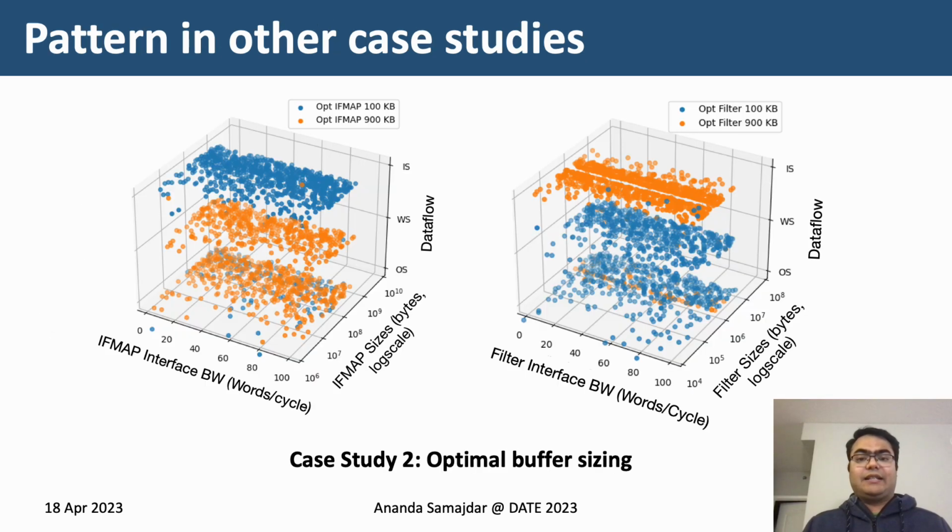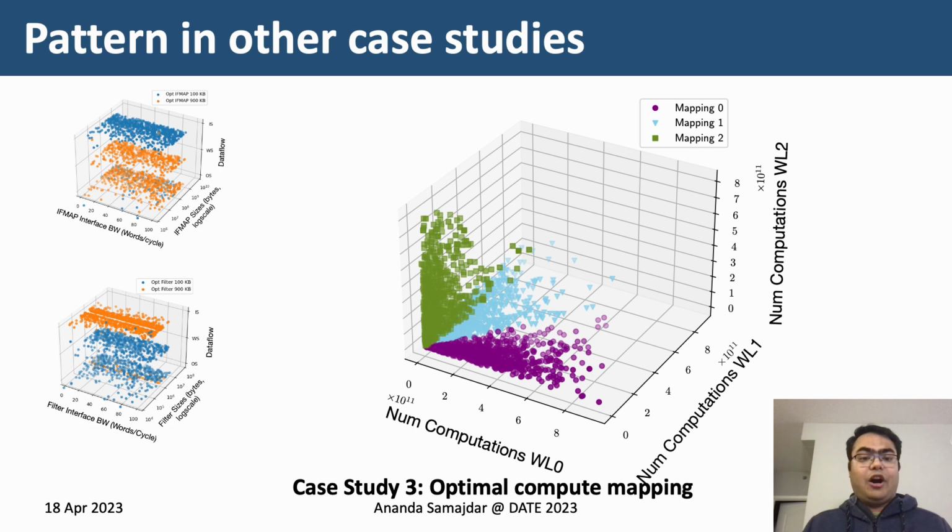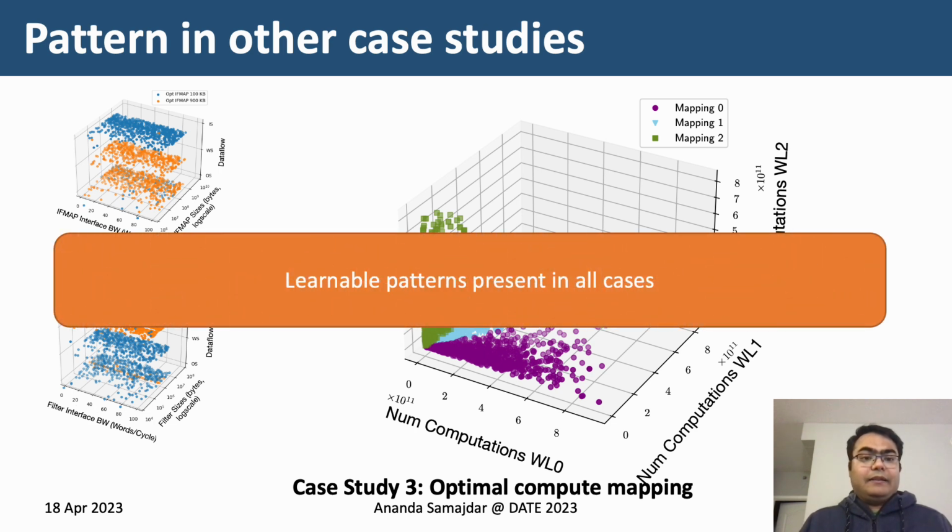We see similar distinguishable patterns for the second case study, where we optimize for the buffer size, and also for the third case study, where we compute the optimal mapping. Therefore, we see that there are clear learnable patterns present in all the cases.